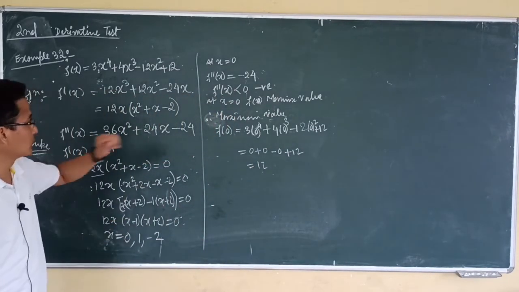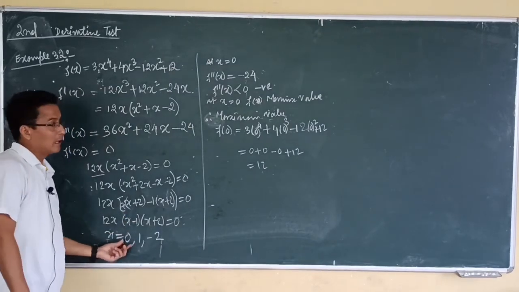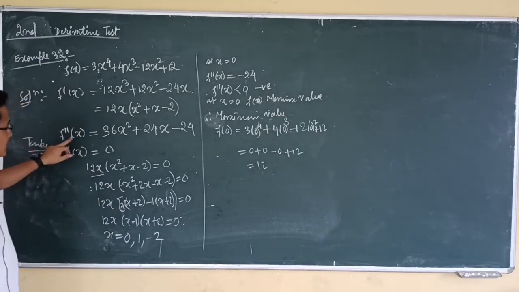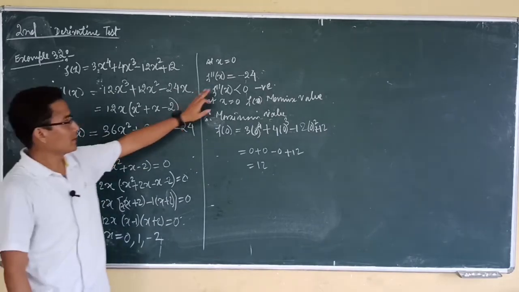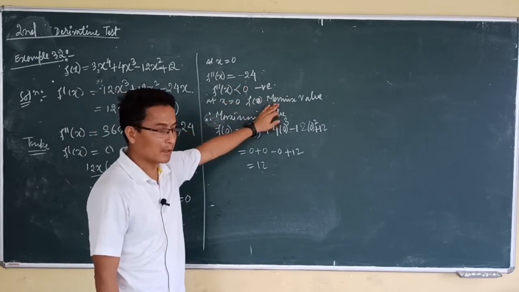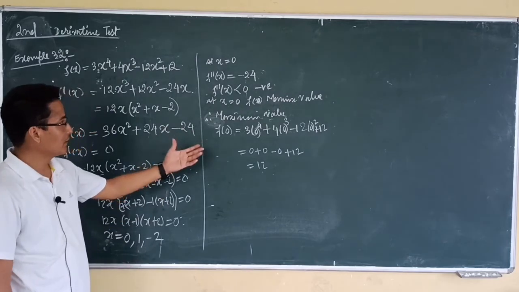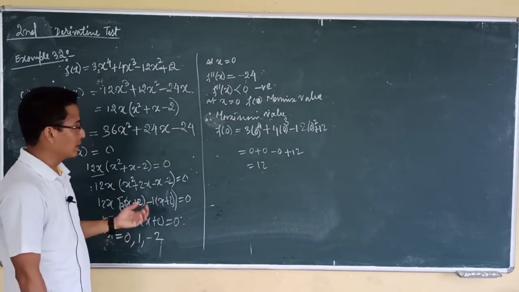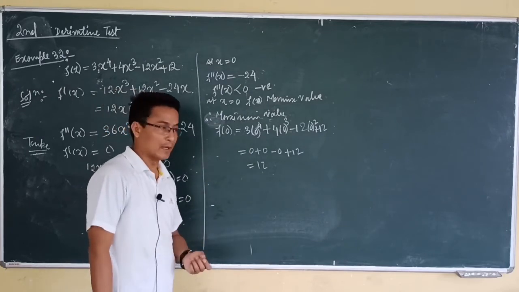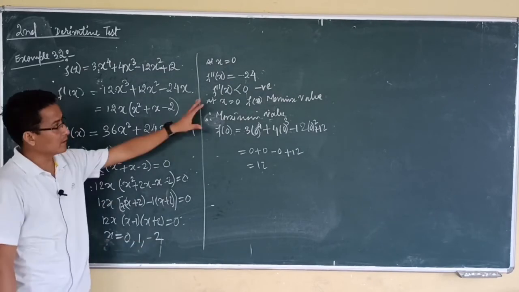Clear? So what can we do? We pick one value from here and put it in f double dash x. If we get a negative value, then we say maximum. We put another value, 1, and if we get a positive value, then we say minimum value. Like that we solve for 1, 2, 3 in the same manner.